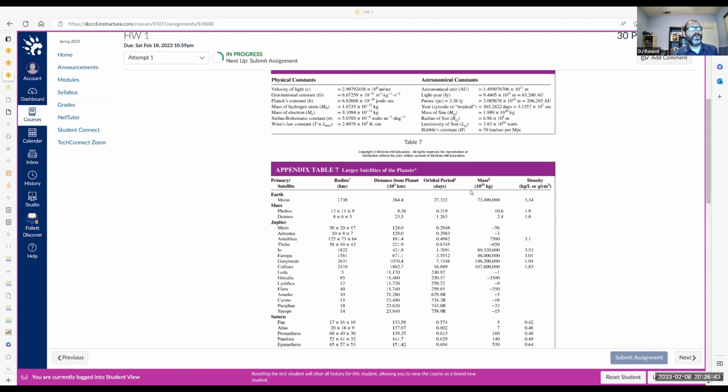That's one thing. And then the other thing you need to compare this ratio to, this number, 150 million kilometers divided by 384,000 kilometers, is the sizes of the two, namely the radius of the sun over the radius of the moon. And the radius of the moon is here, 1,738 kilometers.